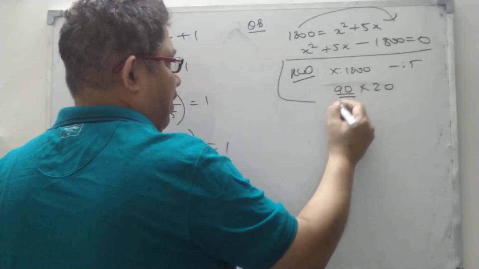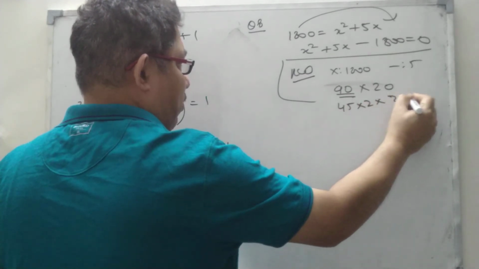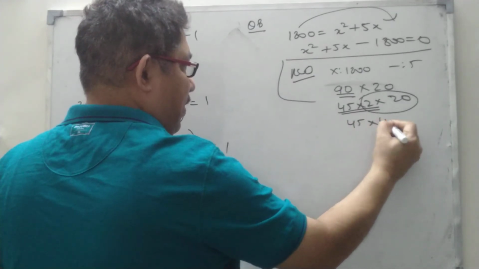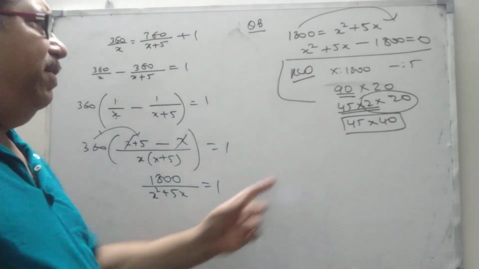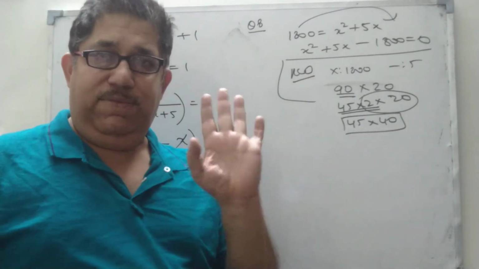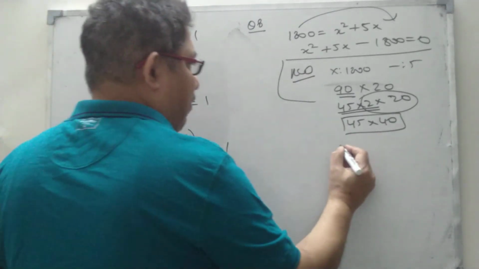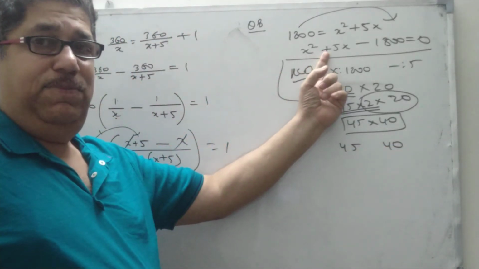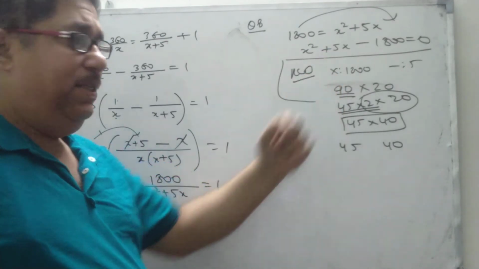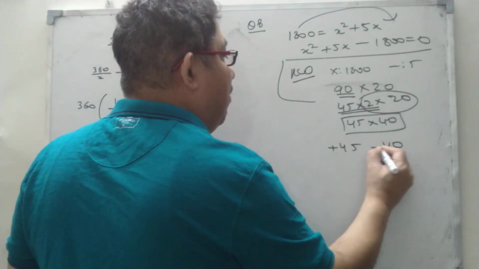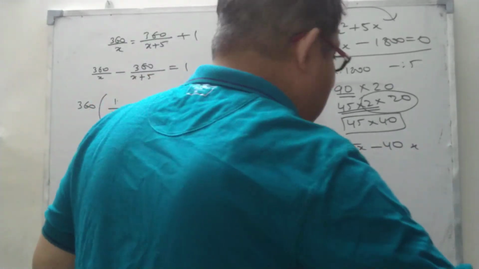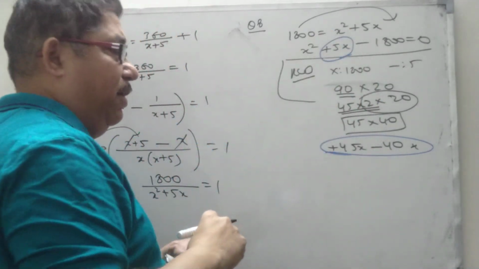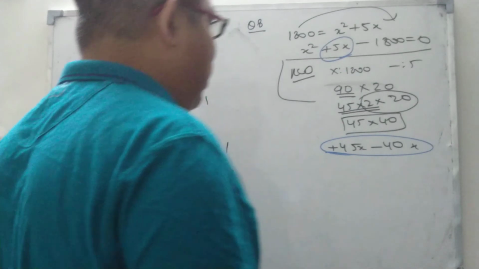45 into 2 into 20. 90 has been written as 45 into 2. It would take these two: 45 into 40. The difference between 45 and 40 is how much? The difference is 5. So we should take 45 and 40. The difference is positive, so obviously the bigger number has to be plus and the smaller number has to be minus. This is how I think the breakup will be for this particular term. So this is what I am going to do now.